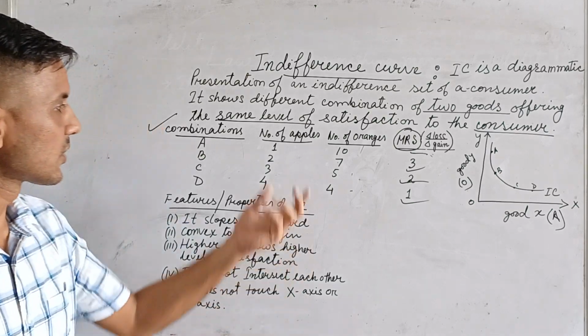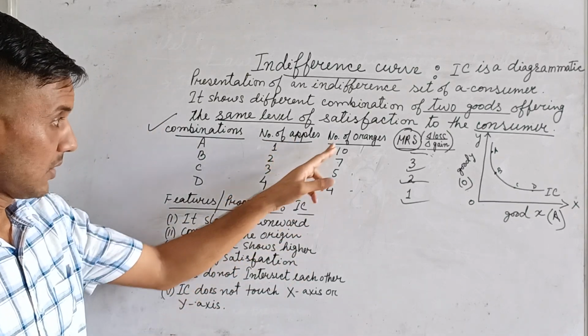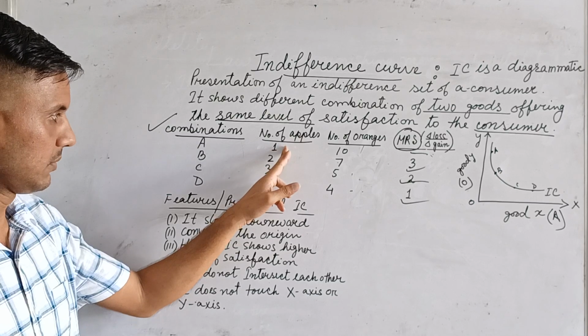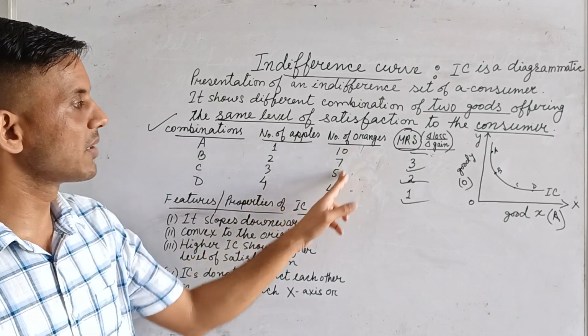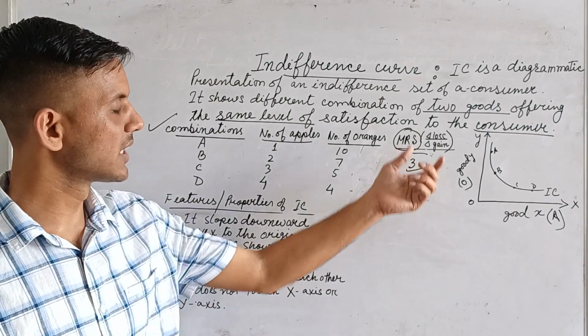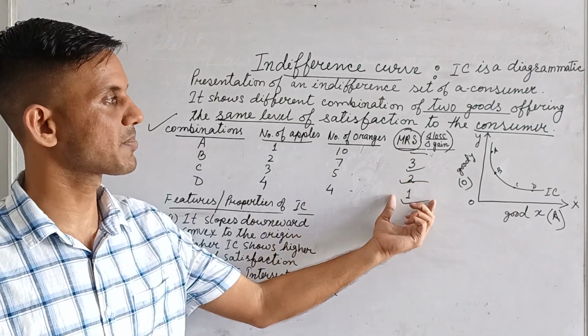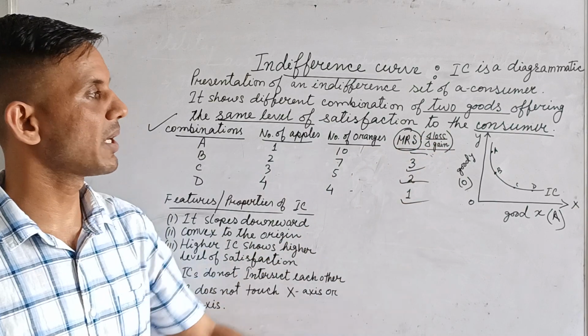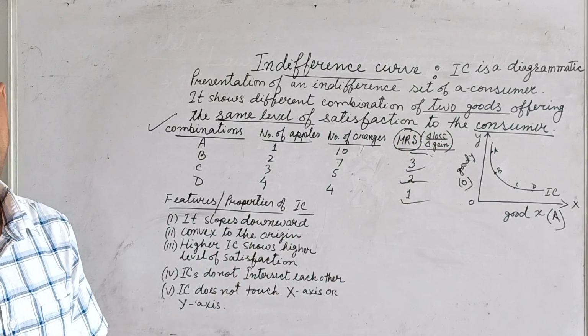Very simple. You have seen that when you want to increase the consumption of apple, then you have to give up the consumption of orange. And this is the marginal rate of substitution: change in loss divided by change in gain.